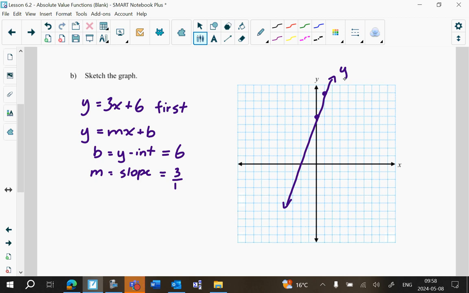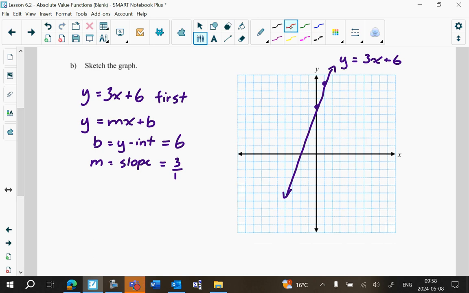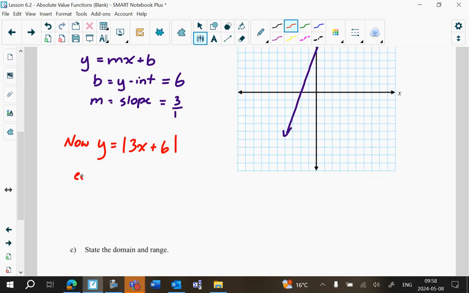This is y equals 3x plus 6. I'm not done. Now, I want to put the absolute value bars in. And what does that mean? Everything on the graph below the x-axis flips above.